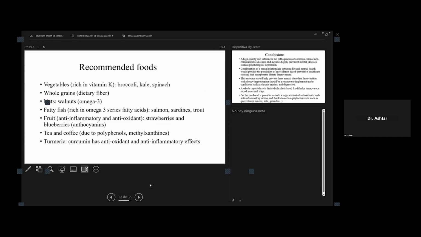Recommended foods: vegetables rich in vitamin K, broccoli, kale, spinach. Whole grains have dietary fiber. Nuts, walnuts have omega-3. Fatty fish rich in omega-3 series fatty acids, salmon, sardines, trout. Fruit, anti-inflammatory and antioxidant, strawberries and blueberries. Anthocyanins, tea and coffee due to polyphenols, methylxanthines. Turmeric, curcumin has antioxidant and anti-inflammatory effects.